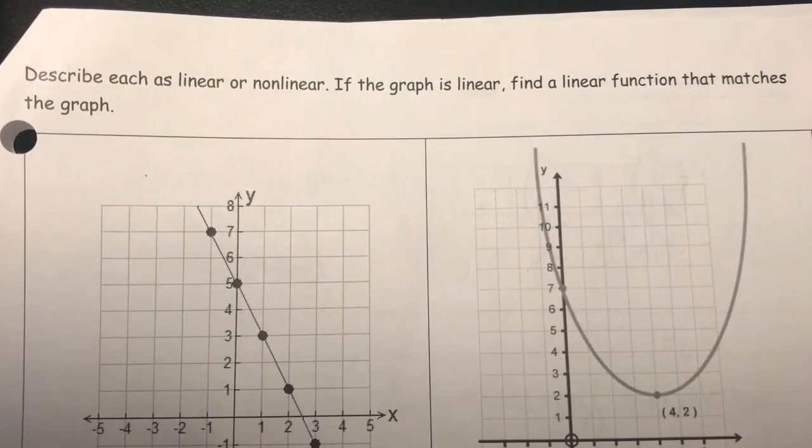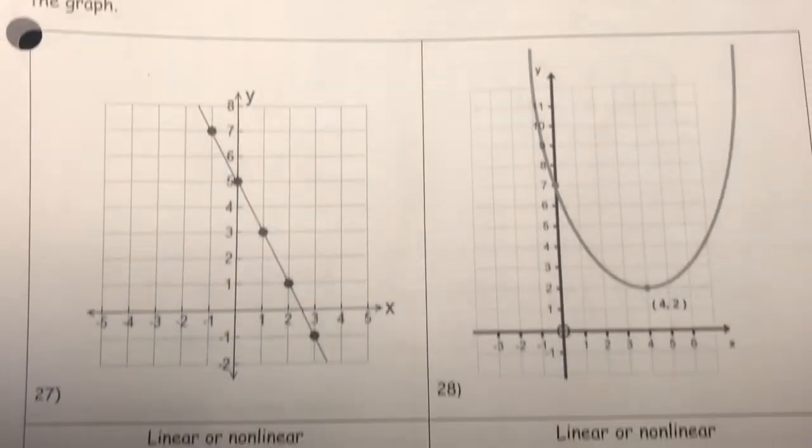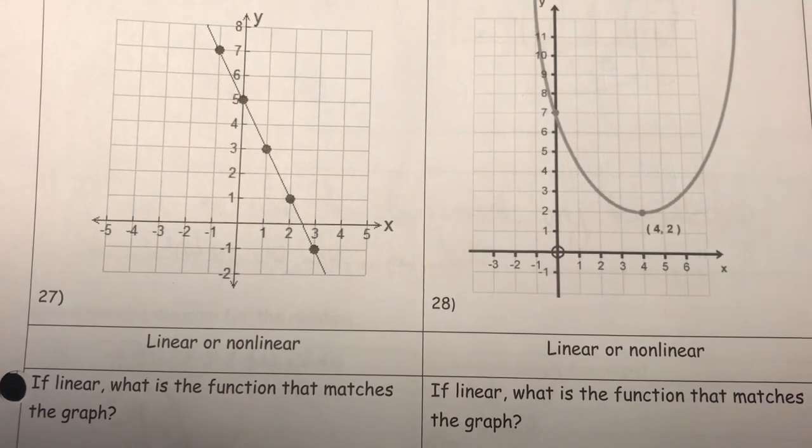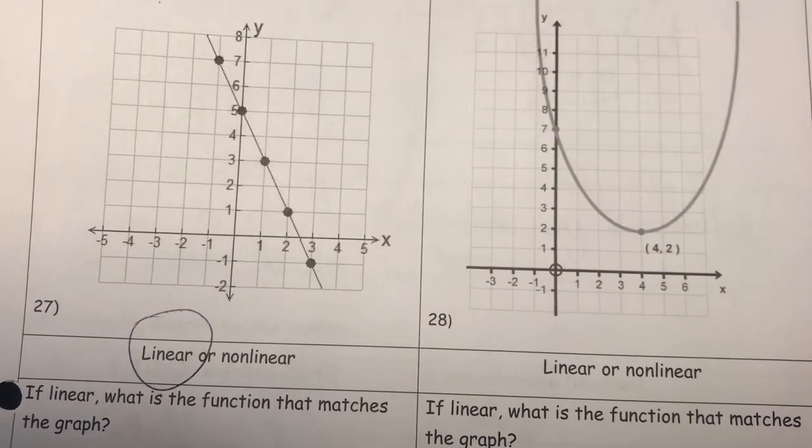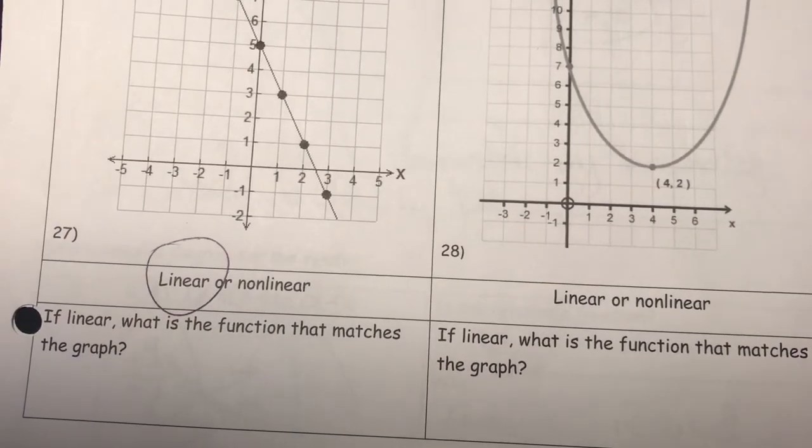Describe each as linear or nonlinear. If the graph is linear, find a linear function that matches the graph. All right, well, let's take a look at 27. It's a straight line, which means it's linear. If linear, what is the function that matches the graph? I can do LinReg, but who wants to do that?